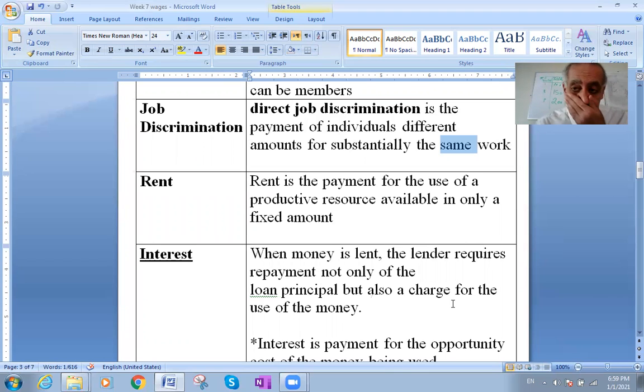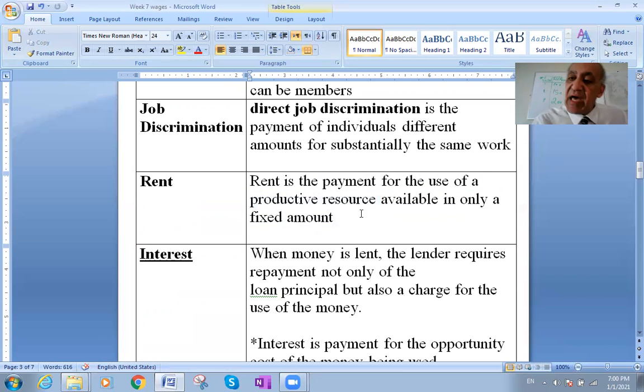How about rent? Rent is the payment for the use of productive resources. Because you use productive resources, you have to pay rent. For example, I have an apartment. This apartment for me is a resource for my production. Like I'm teaching now, this is a kind of production. Because I'm using these walls, the ground, this room, I have to pay rent instead. The payment for use of productive resources.